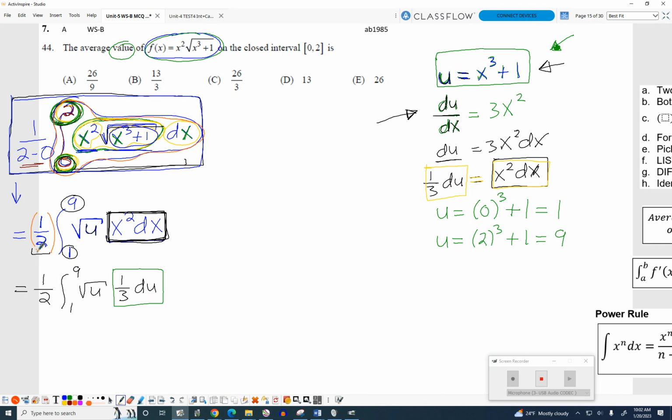All right, Jacob. We have root u times 1/3 times du. The 1/3 is a multiplying constant, therefore it can be taken out of the integral. So Jacob, what's 1/3 times 1/2? 1/6. Integral from 1 to 9 of the square root of u. Now we're going to go back to u to the 1/2, du. No x anywhere. Just u. All about u.